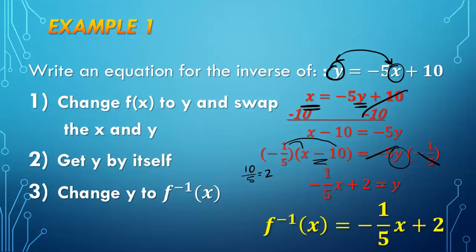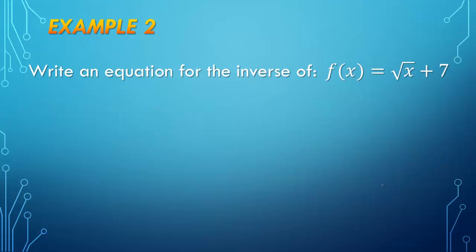And your answer would be the inverse of f of x equals negative 1/5 x plus 2. Okay? So hopefully you can kind of see, even with a little bit more of a complex problem like this, how it would work. Let's try another one. Write an equation for the inverse of f of x equals the square root of x plus 7. Oh, so now we got a square root symbol thrown in there, so pay attention.